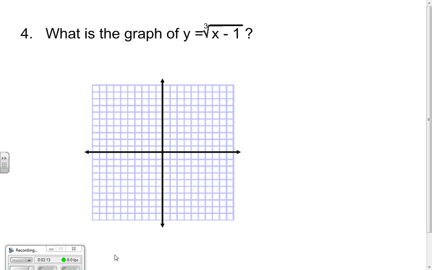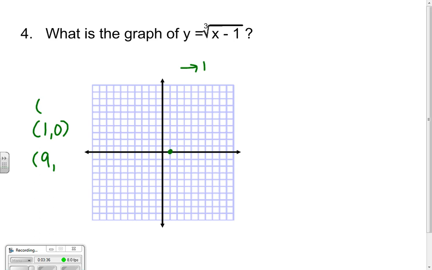So in this one, the transformation that has occurred, that -1 inside, actually moves our graph right 1. Now, when we have left and right movements, our smart values change a little bit. That means that this graph, instead of going through the origin, is actually going to go through 1, 0. So instead of picking a positive 8, if I move 1 unit to the right, I would rather pick a positive 9. So normally I would pick 8, but 1 unit to the right would be 9.